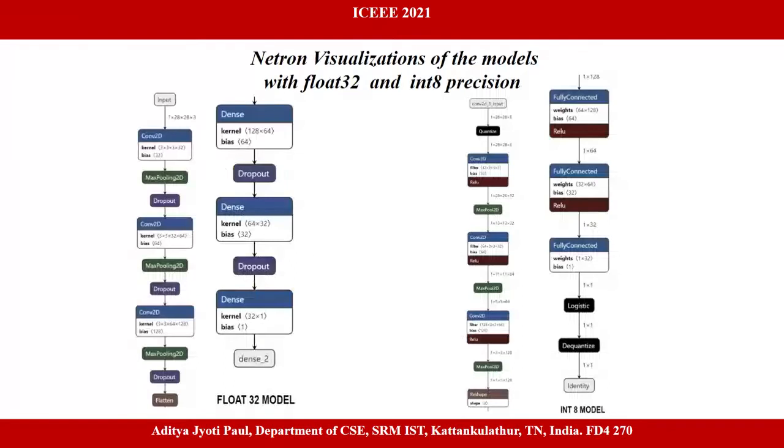Netron visualizations of the two models are on screen right now. On your left, you can see the float32 model, and on your right, you can see the int8 quantized model. You might notice that the dropouts have been removed in the int8 quantized model. That's because certain layers in TensorFlow, like dropout, etc., are not activated in inference mode, because every single neuron in every single layer will be used, the weights of those layers would be used when it's being used for inference.